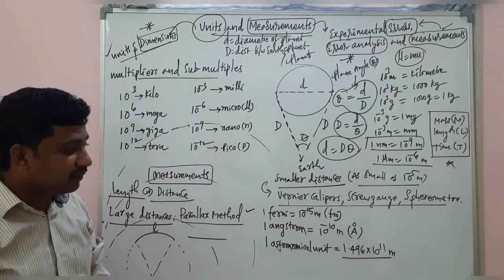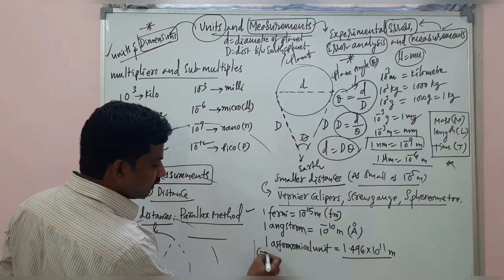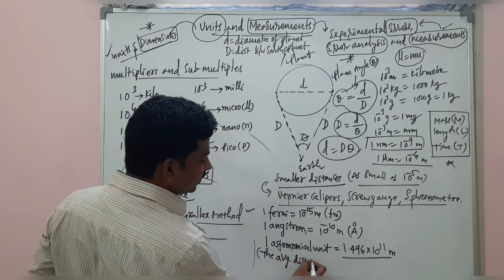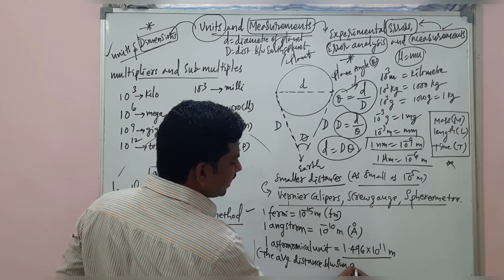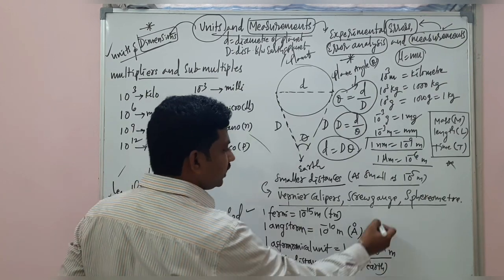You know what exactly is meant by the astronomical unit? It is the average distance between, see here, Sun and the Earth.